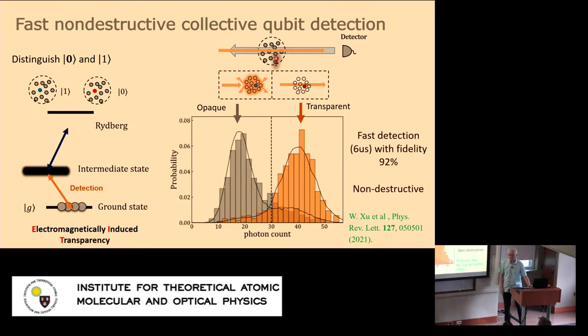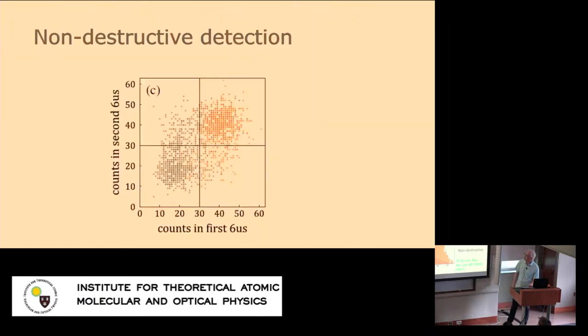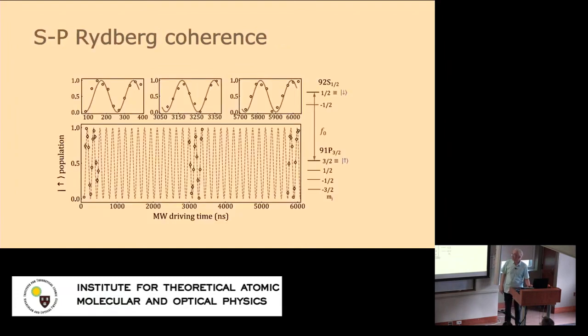So yeah, we had 92%, and we could also show that it's non-destructive. We can basically do 2 measurements. We can detect the counts in the first 6 microseconds and the counts in the second 6 microseconds, and you see that they align more or less along the diagonal, which means that if you measured no Rydberg atom in the first measurement, you will also measure no Rydberg atom in the second measurement, and vice versa. So it's a non-destructive measurement of the Rydberg state that can be repeated.